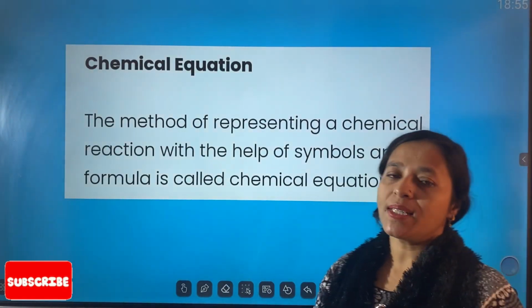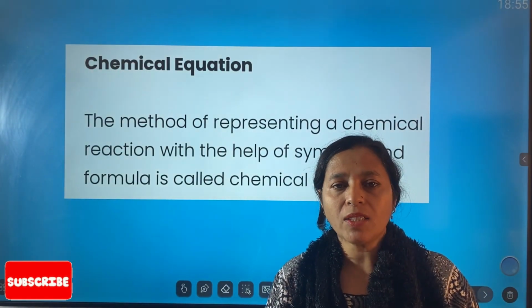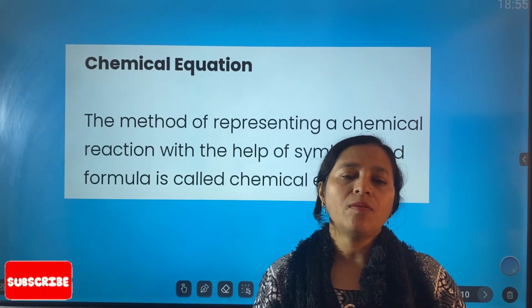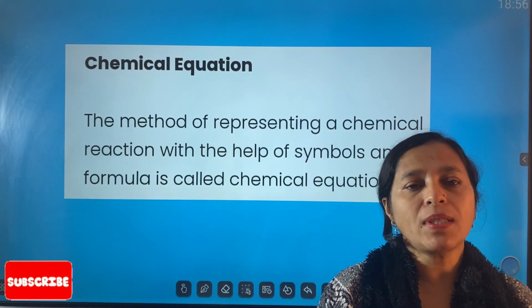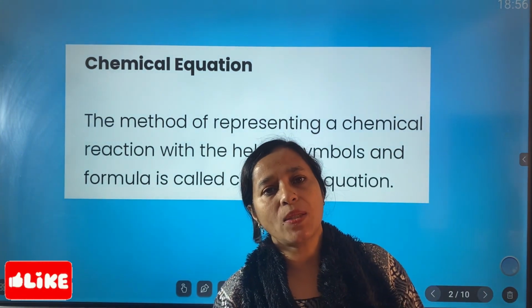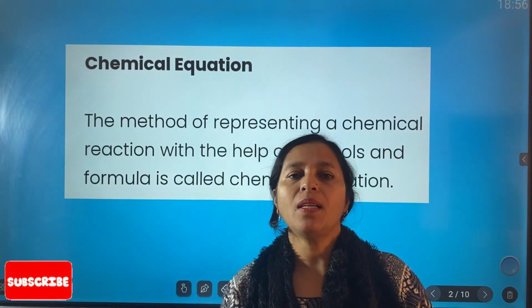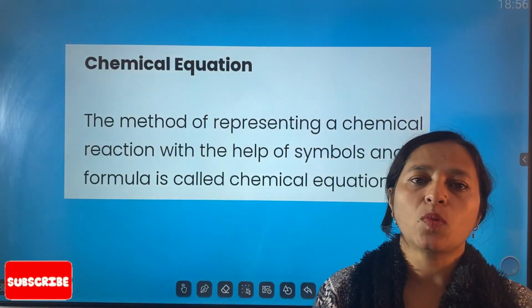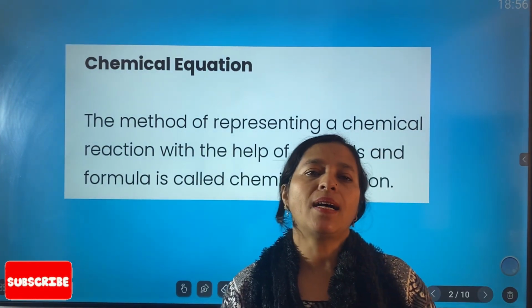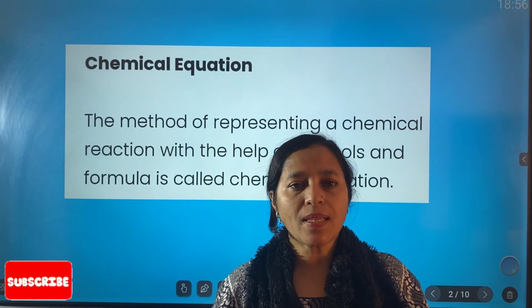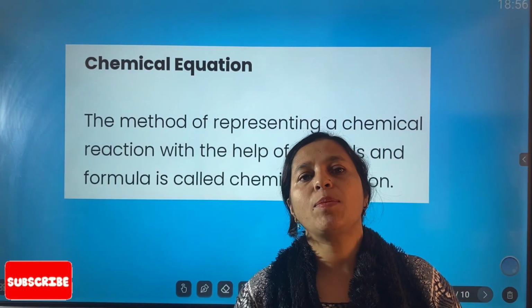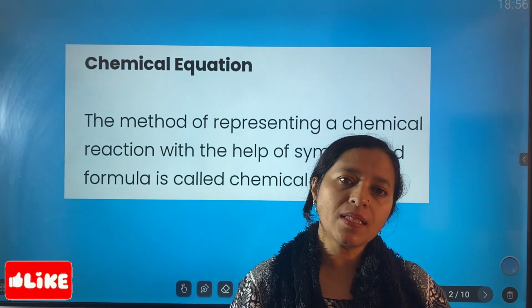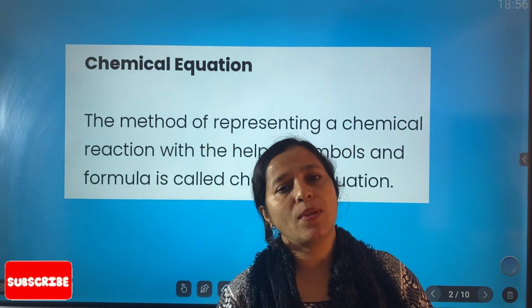Chemical equation. What is a chemical equation? That is the method of balancing an equation. Now first of all we should know how to balance a chemical equation, but before that we should know what is actually a chemical equation. A chemical equation consists of two parts. One is the reactants and the other is the product. So the substances that are going to react are reactants, and the substances that will be produced after a chemical reaction, new substances, will be known as products.